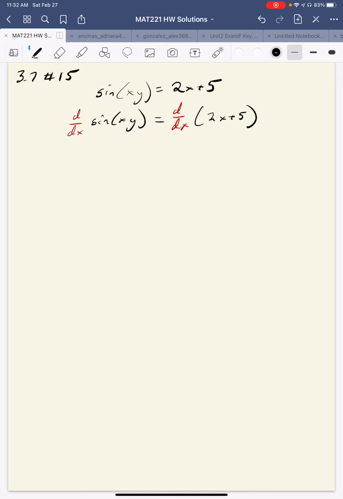Okay, all right, so looks like I've got some chain rule stuff going on here because I'm taking the sine of xy, not just the sine of x. So the first thing that I need to do is take the derivative of the sine, which is the cosine. So this gives me cosine xy multiplied by xy prime because of the chain rule, is equal to, and over here the derivative of 2x plus 5 is simply 2.